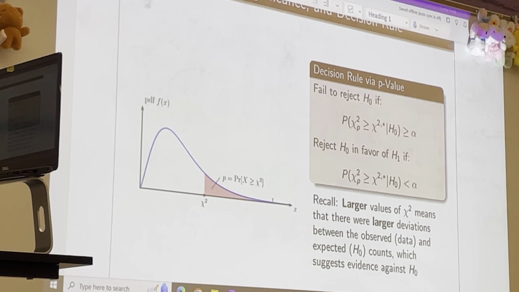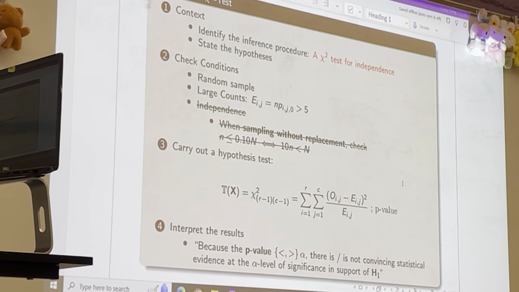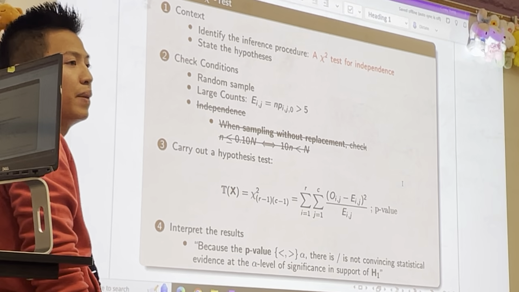Okay? All right, so p-value compared against alpha, and you make a decision. Once you get to that part, you've done all of what you needed to do for a problem like this, where you identify the procedure, chi-square test for independence, you state the hypotheses that we had in one of the very first slides, you check the conditions. Notice that we still have the large counts condition from Friday, where all the expected counts have to be greater than 5. Notice that independence is crossed out. Why don't we have to check independence?